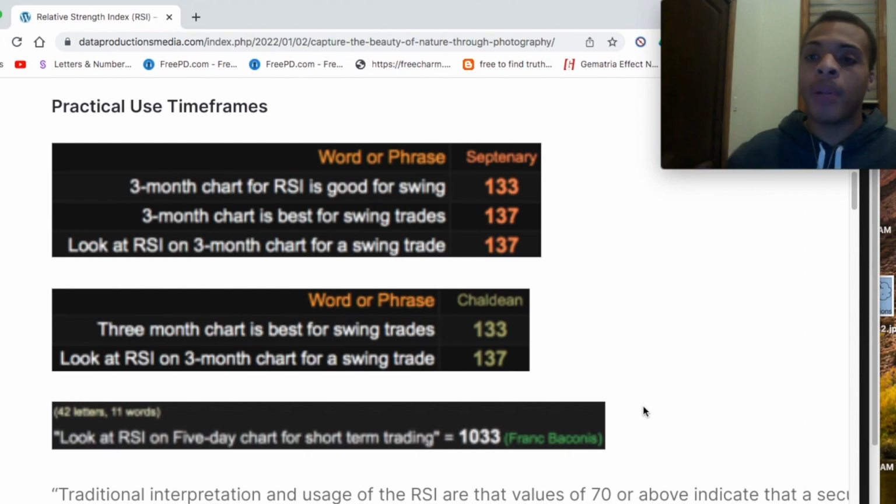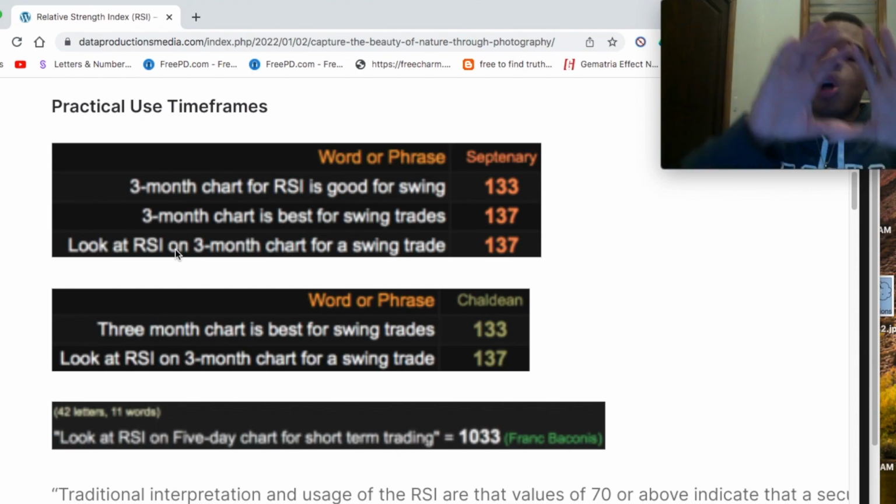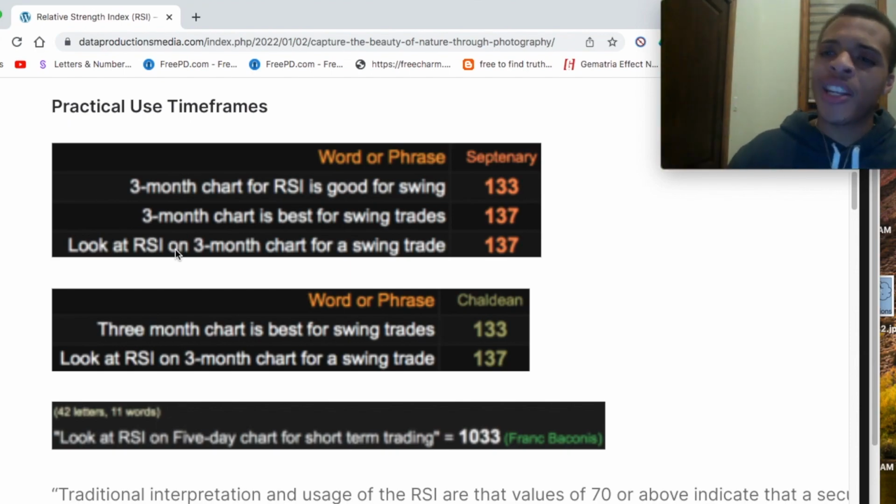There's a lot of things that apply, but when it comes to more of the sentence-based decodes, they're going to be around swing to long-term trades. That's how I get in my setups. And so now let's look at some of these. 3-month chart for RSI is good for swing. 133 in the septenary. We love seeing that. 3-month chart is best for swing trades. 137 in septenary. Look at RSI on 3-month chart for a swing trade. 137 in septenary. So it's already telling you off the bat, if you want a good swing, look at that 3-month RSI with a longer term frame to really see what that strength is, right?